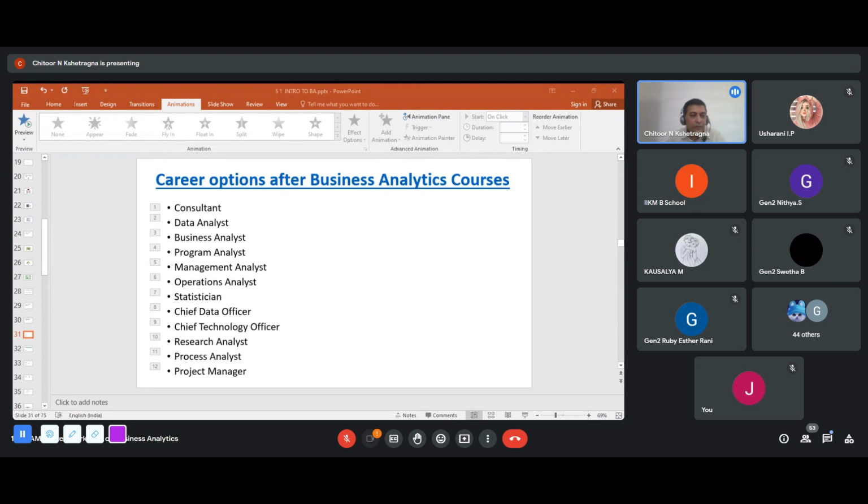And then you got a management analyst, right? So management analyst and business analyst are almost similar. And then operation analysts are the people who take care of the back end processes. And then you got the statistician, a typical statistician, only numbers. And then you have a chief data officer, chief technical officer, CTO, what they call. Right? And then you got a research analyst, process analyst, project manager.